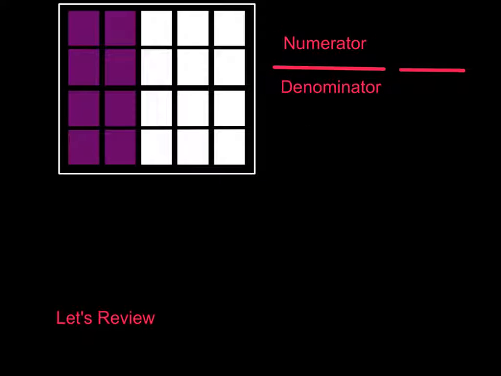denominator. In a fraction, we identify the numerator because we look at the number of pieces that are shaded in, and in this case we have 8 pieces that are shaded in, so our numerator would be 8, and our denominator is represented by the number of pieces total. So here we have 5 columns of 4, so our denominator would be 20.